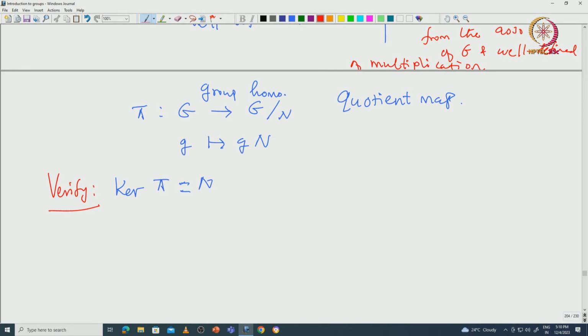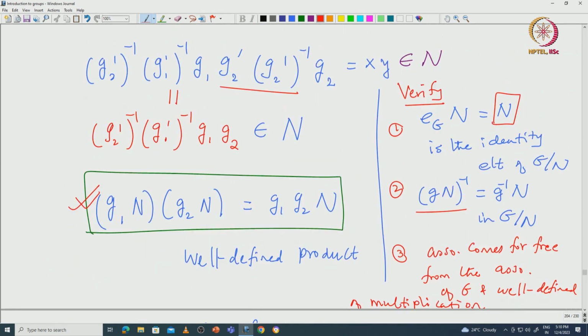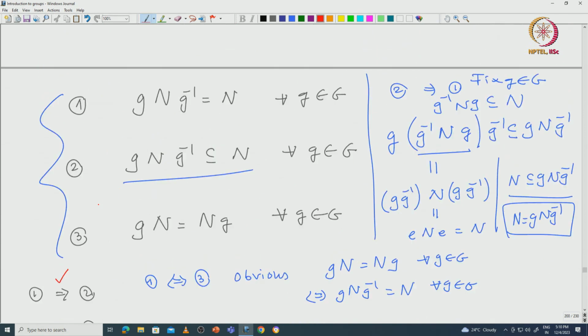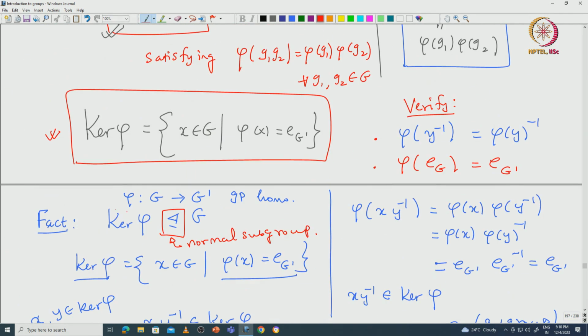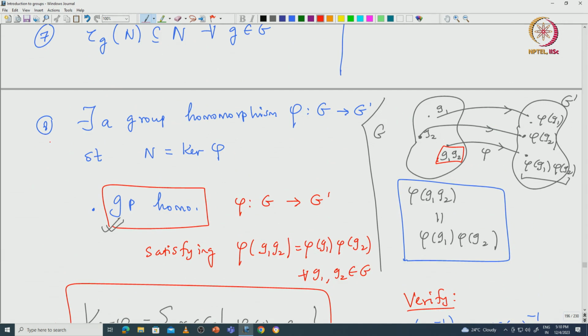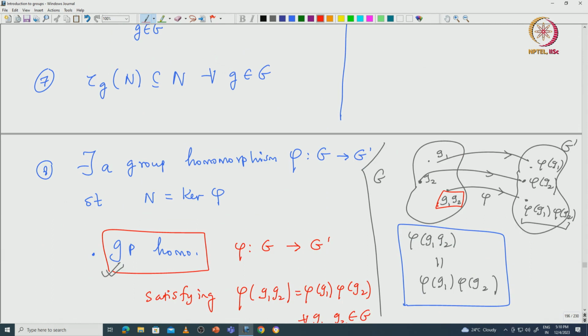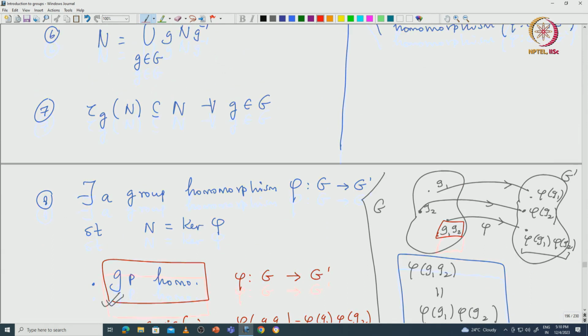In particular, N is normal, which implies N is the kernel of this quotient homomorphism. And if you go back to the definition, you can see that the kernel of any homomorphism is indeed a normal subgroup. That is something we verified. So that means we proved that 4 implies 8 and 8 implies 1. So that completes the cycle. So that proves all these characterizations are equivalent.